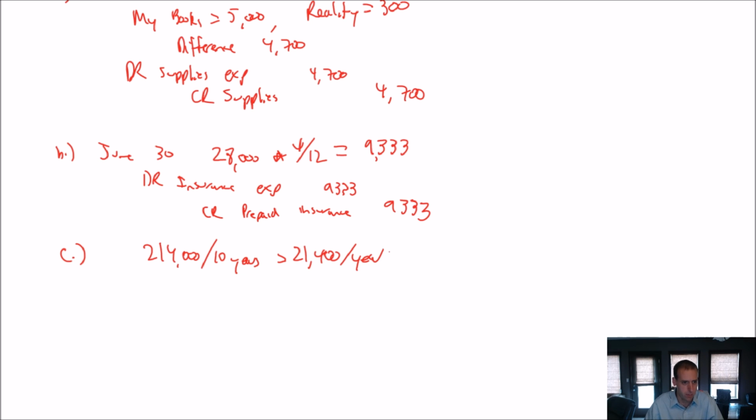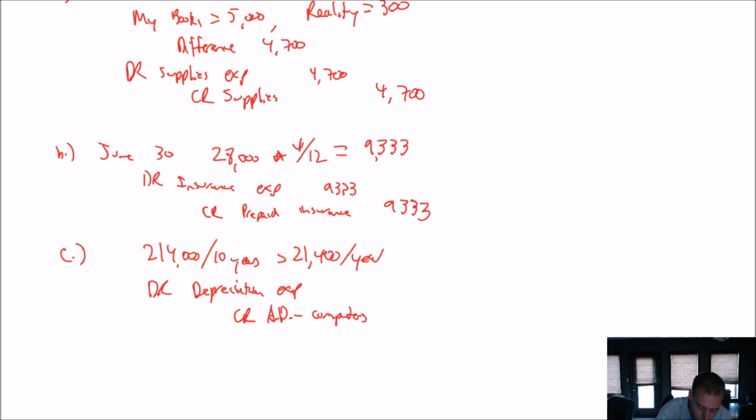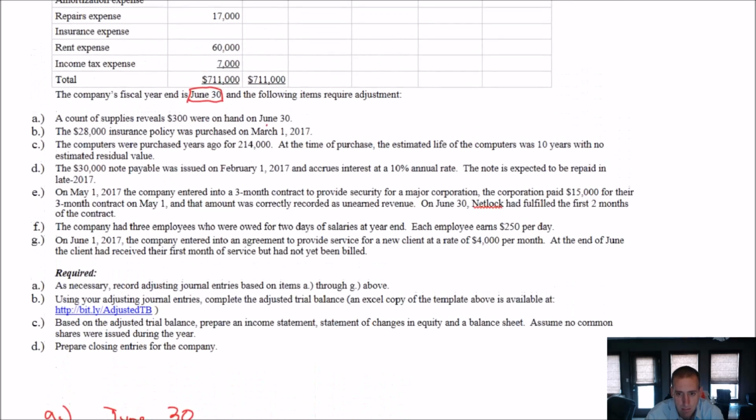The answer is, if I bought them years and years ago, I own them for the full year. So I need to do a full year's worth of amortization. Debit depreciation expense. I use those terms interchangeably. Credit accumulated depreciation on my computers for $21,400. And that was on June 30th, of course. Moving on to D.